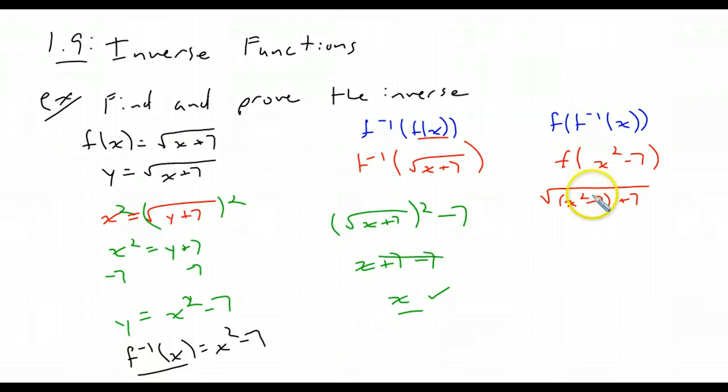Now I have that negative 7 plus 7 is 0, and I have the square root of x squared. Well, the square root of x squared is x, so that side checks out as well. Therefore, my inverse of this function is a function as well.